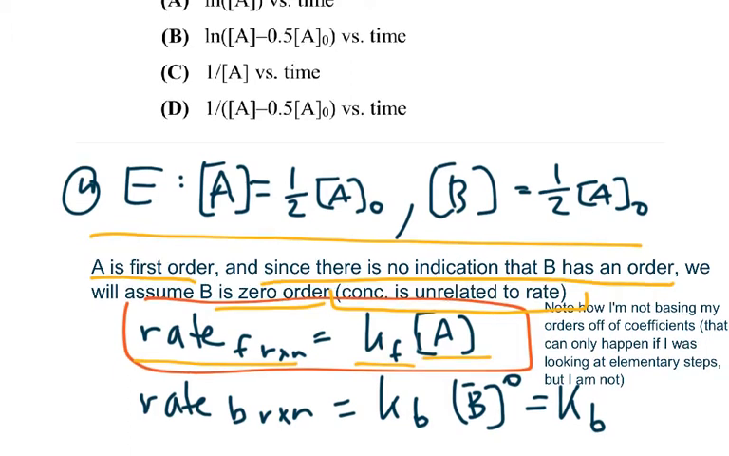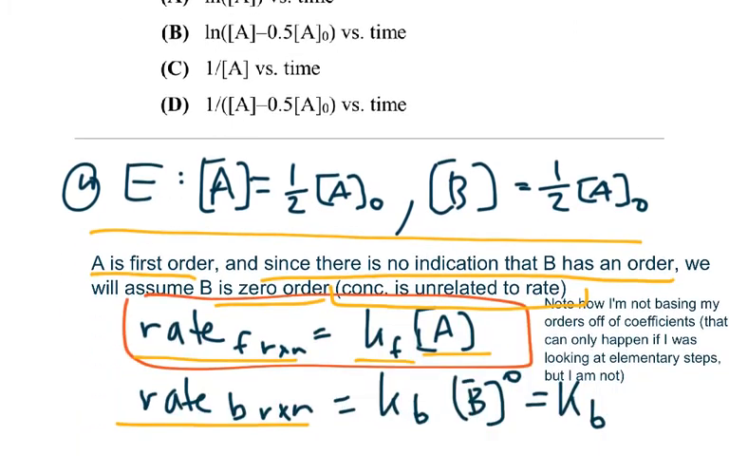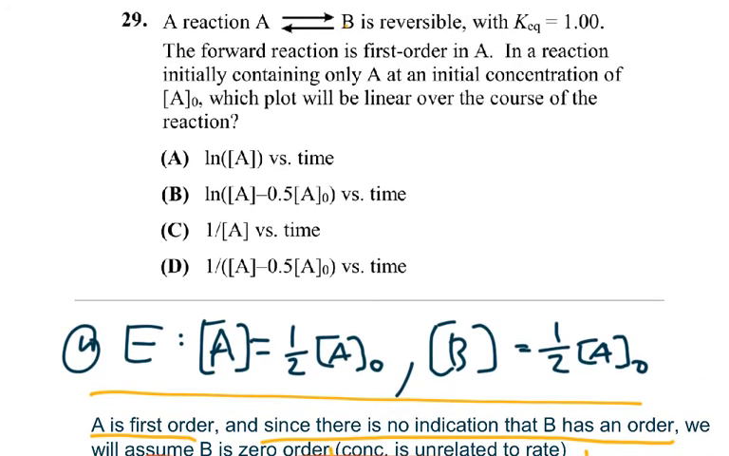Now the rate of the backward reaction will equal the K for the backward reaction times B to the 0, because we know that B is zero order, or we assumed that since there's no indication of it in the question. We know that B to the 0 is 1, and we get that the rate of the backward reaction will equal a constant. So in other words, the backward reaction will stay constant because B does not have an order.